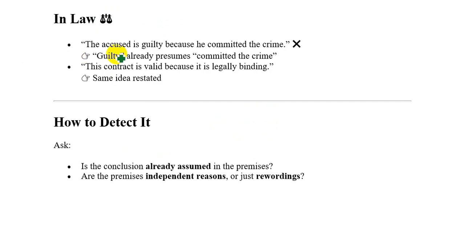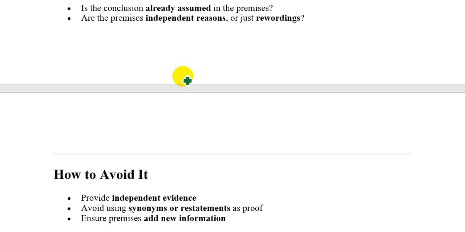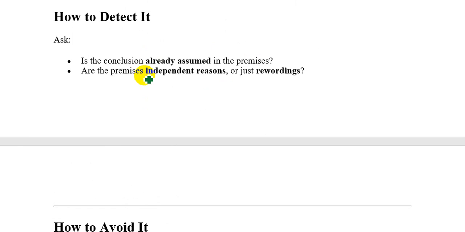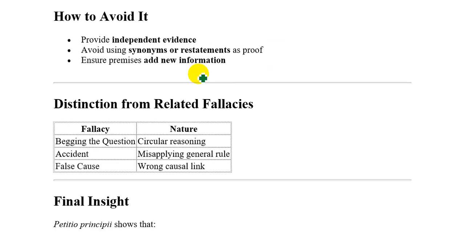Another example: the accused is guilty because he committed the crime. Guilty already presumes committed the crime. Another example is, this contract is valid because it is legally binding. The same idea is restated. How do we detect this fallacy? Is the conclusion already assumed in the premise? First check that. Are the premises independent reasons or just rewording? And how to avoid it? Provide independent evidence, avoid using synonyms or restatements as proofs, and ensure premises add new information.